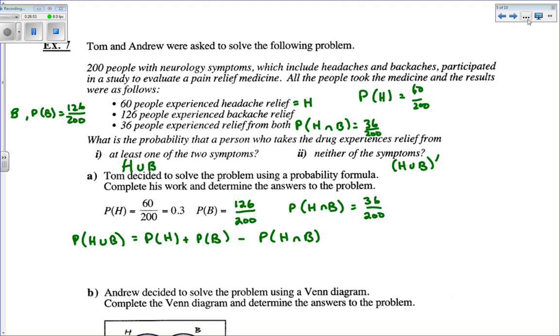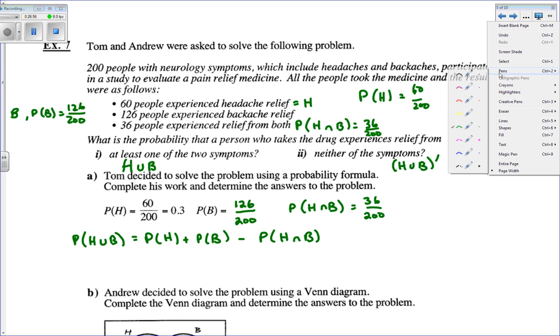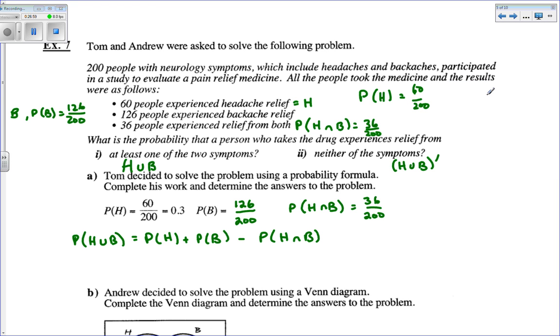And I'm going to actually go up here. Let's put in some decimals so that we're adding decimals instead of fractions. So 126 divided by 200 is 0.63, and 36 divided by 200 is 0.18. So the probability of headache is 0.3, the probability of backache is 0.63, but there's 0.18 in common between the two. So 0.3 plus 0.63 minus 0.18 gives you 0.75.